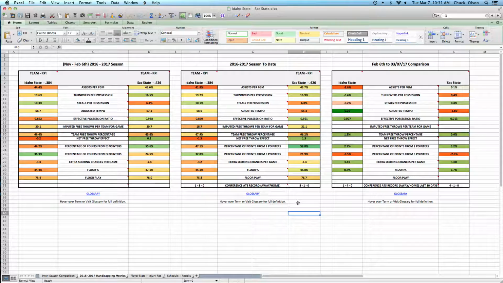And one of the things that really jumps out at me is this 30 days against the spread, how Sacramento State is doing. If you look also on this side, you see a lot more green, which means they're up over the last 30 days, as opposed to this side, which has green too, but this one has green in the more meaningful areas. When we talk about effective ratio, floor play, extra scoring chances per game, all these things really result in winning, as well as 2-pointers. Free throw looks like it's a little bit better on Idaho State.